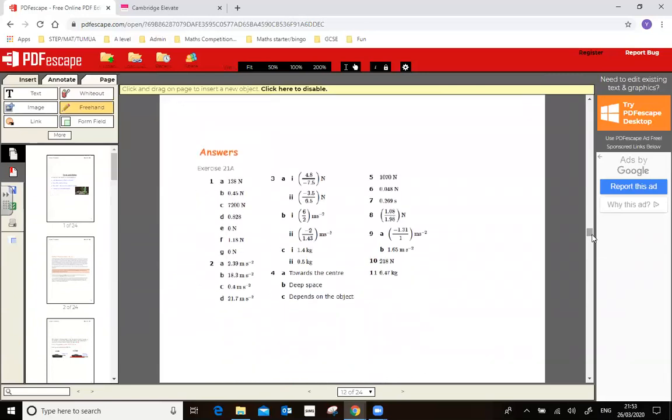And here are the answers for exercise 21. Please check your answers after you've done the work. And we should now move on to the next section.